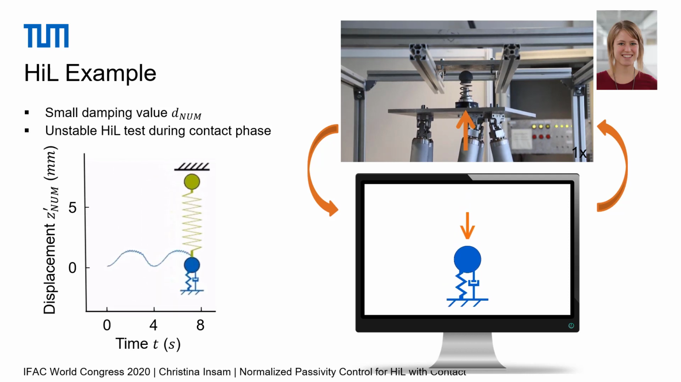Instability means that the amplitude of the oscillation increases. In this hardware-in-the-loop test, the instability only occurs during contact, but the test is stable during the non-contact phase. So the question is how we can achieve stable hardware-in-the-loop tests even if the system that we investigate is only lightly damped.